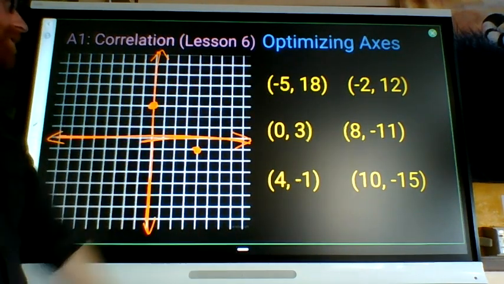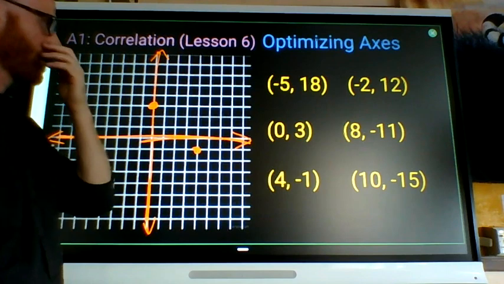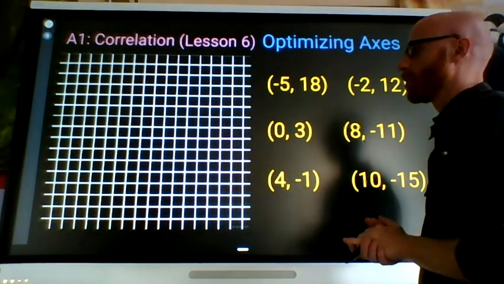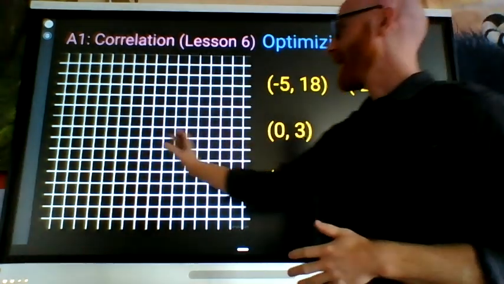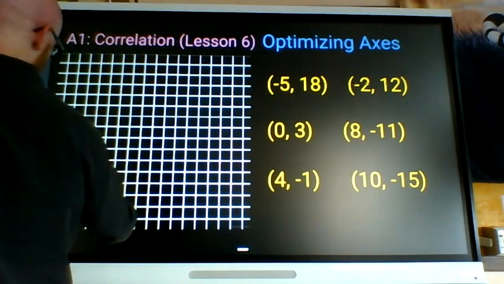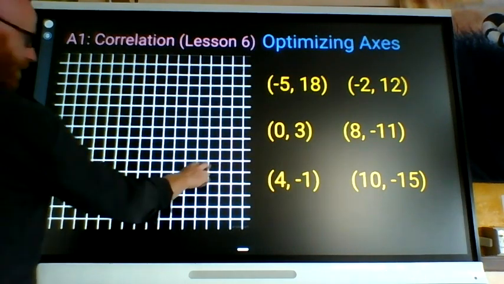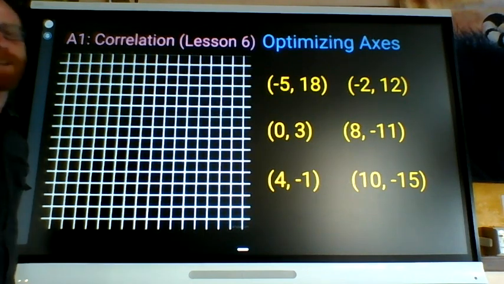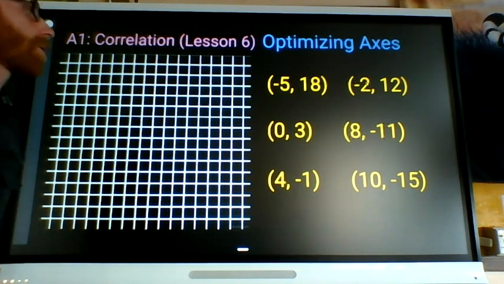If I want to fit all 6 of these points onto my coordinate plane, I need to rethink where I'm going to put my axes. What I'm going to want to do is have an idea of how many vertical lines I have approximately. So we've got 2, 4, 6, 8, 10, 12, 14, 16, 17 vertical lines, and I'm going to assume we have about 17 horizontal lines as well.